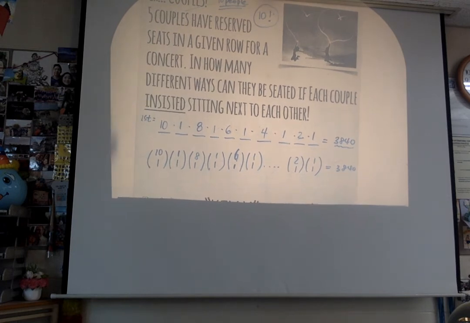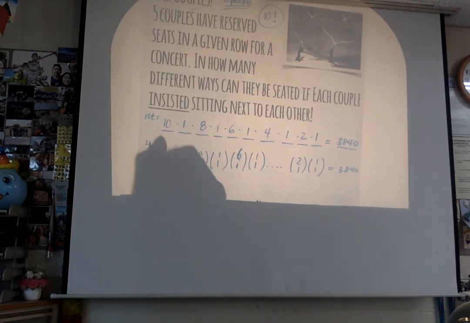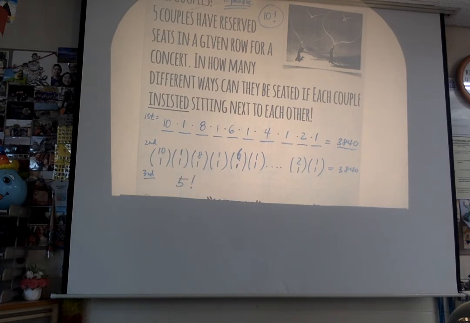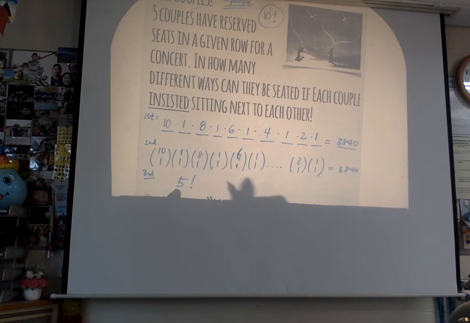See if you understand why this would also work. Are you ready for this? This is going to blow your mind. So second way, I guess the third way is good too. Watch this. There's 5 factorial ways that 5 couples can be sitting. Right? They can sit next to each other. 5 factorial different ways.